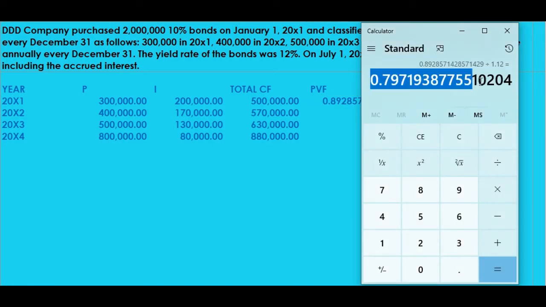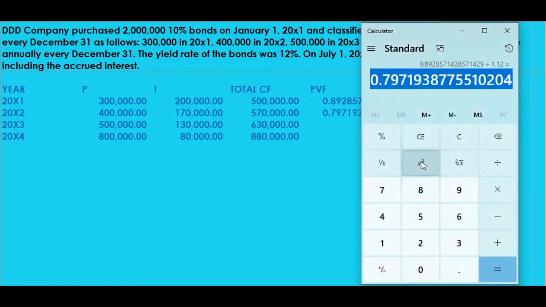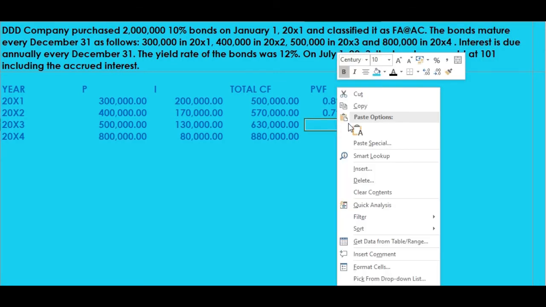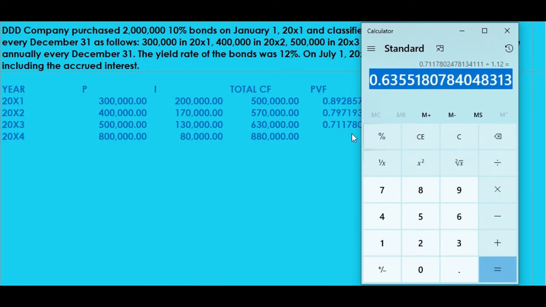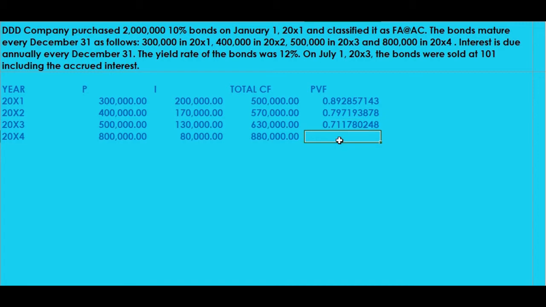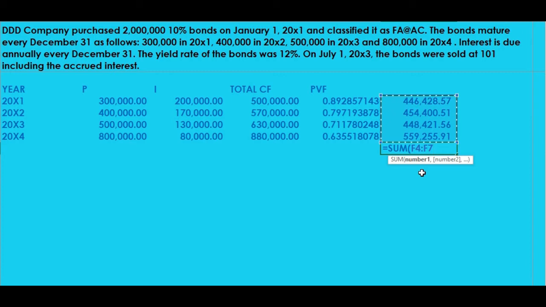Enter ulit natin. Lalabas yung present value for year 2. Paste ulit natin. Enter ulit. Present value for year 3. Tapos, last, enter mo ulit. Ito yung present value for year 4. Okay, so, paste. Tapos, ang gagawin mo na lang is to multiply the total cash flows by the present value factors for you to get the total present value of the entire cash flows. And total natin, ito na yung ating present value.